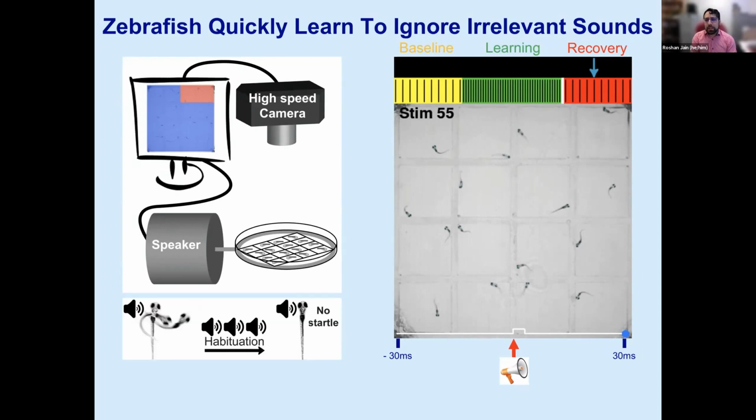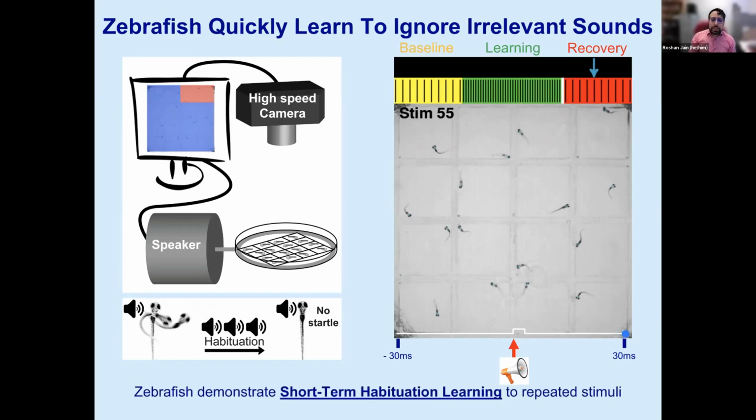And so this process is called habituation, where repeated irrelevant stimuli are going to cause them to dampen the response. And in this case, they stop responding altogether. All right, and so what this shows us is that even in this really simple, very rapid behavior, the fish are showing this short-term habituation learning. And we've done some work previously as I was a postdoc, characterizing this behavior and just really confirming that's a learning process. And so this is great.